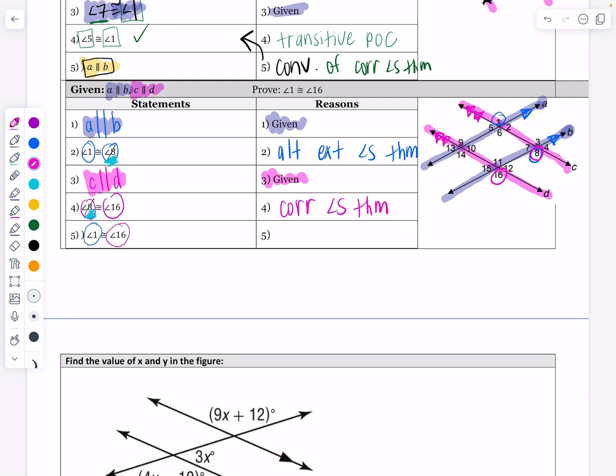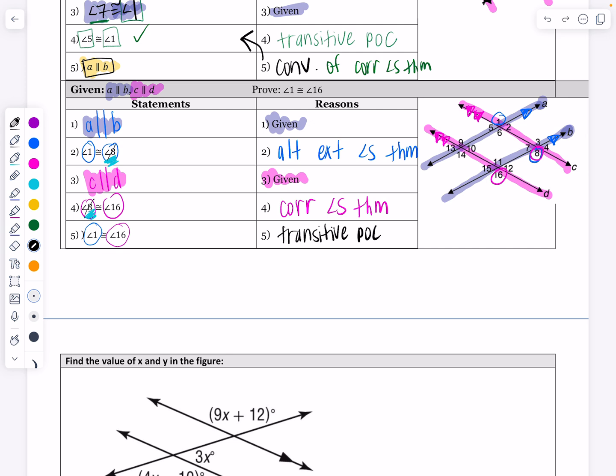So think about it like sports. 1 passes the ball to 8. Player 8 passes the ball to 16. So ultimately, 1 gets the ball to 16 through player 8. That is called our transitive property. We transition out that middleman. That is our transitive property of congruence.